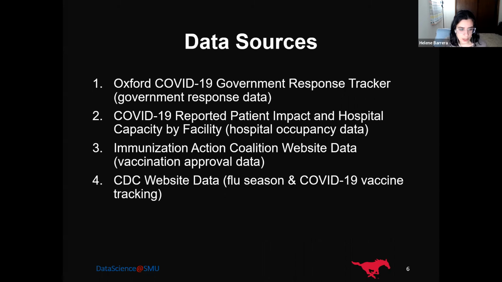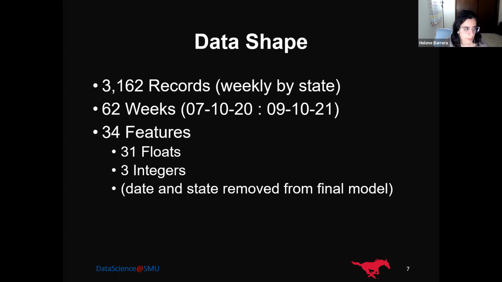Our COVID hospital occupancy data came from healthdata.gov, which was collected at a facility level and aggregated by week. We also included data from the Immunization Action Coalition website to add dates for FDA authorization of different COVID-19 vaccines. And lastly, we used CDC data to add flu and vaccination data to the model. Once our data sets were all imputed and merged, we had 62 weeks of data for each of the 50 states and Washington, D.C., plus 34 features.